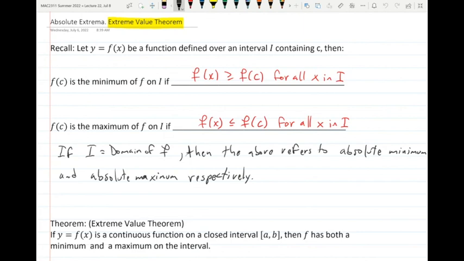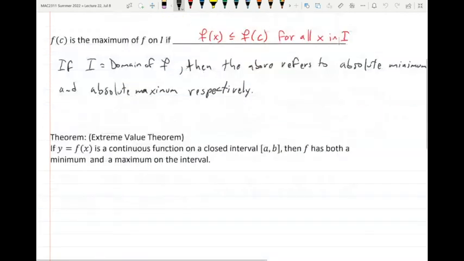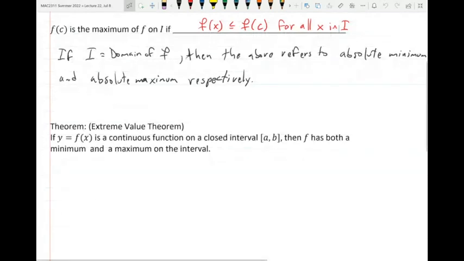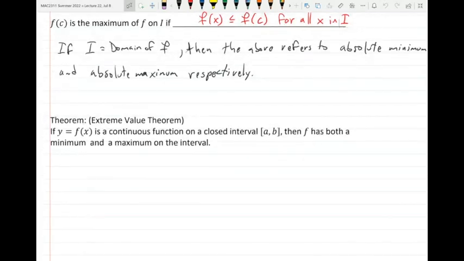So now the question is, are we guaranteed to always have a maximum and a minimum for a function inside a given interval? And the answer is, well, yes, as long as the interval is closed and the function is continuous. This is a very important theorem. This theorem is called the extreme value theorem. And it says what you can see here. If you have a continuous function on a closed interval [a, b], then f has both a minimum and a maximum on that interval.